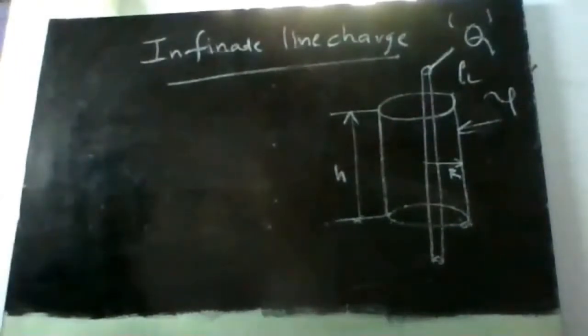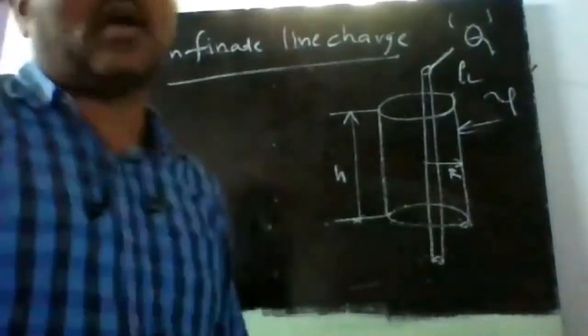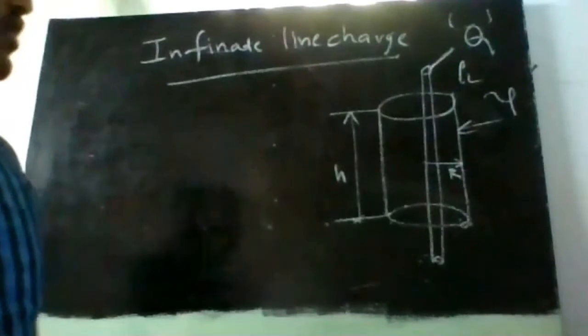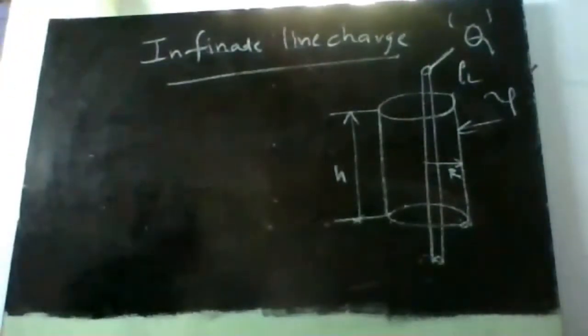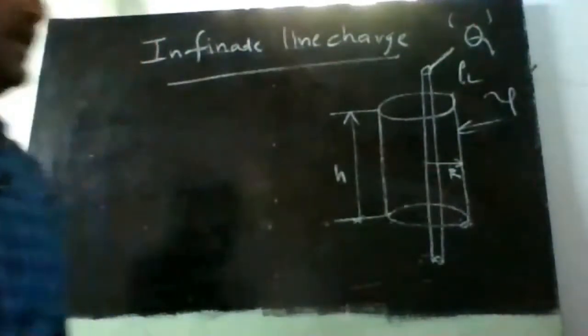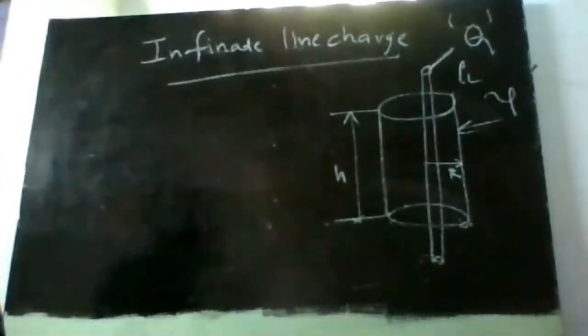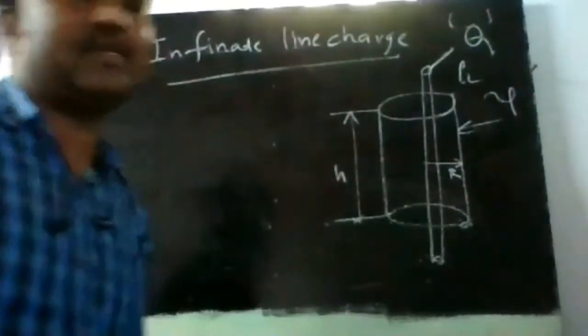The height of the cylinder is h and the radius of the cylinder is r. Okay, so now that's the first step done. The second step, what is the second step? Second step is we have to choose the coordinate system that matches with the symmetry of the Gaussian surface. Obviously, because it is a cylinder, I'll choose cylindrical coordinate system.